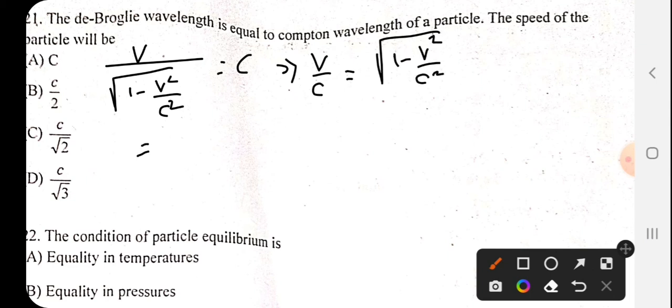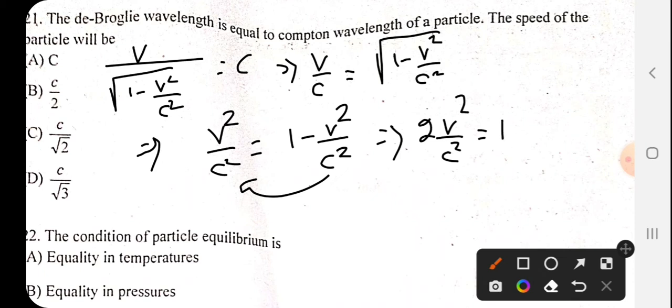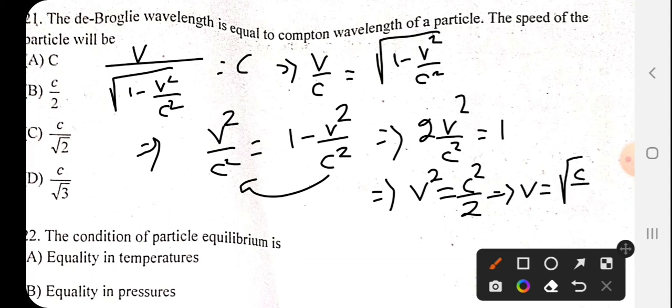Squaring both sides, we will get v square divided by c square equals 1 minus v square divided by c square. Taking this to the left side, I get 2v square by c square equals 1. That means v square equals c square by 2, and v equals c upon root 2. So according to this question, option number C will be the correct answer.